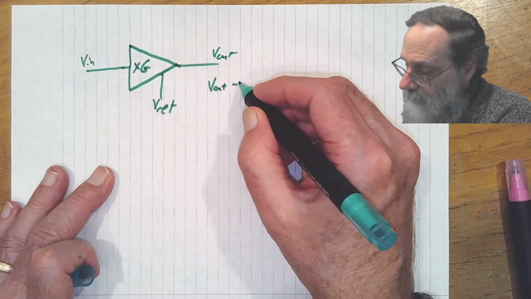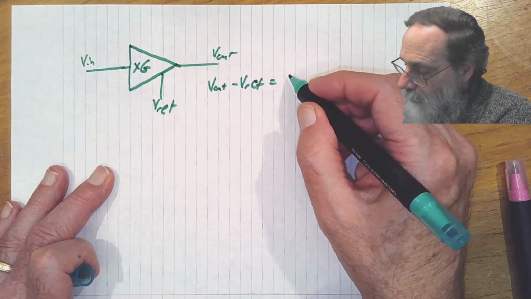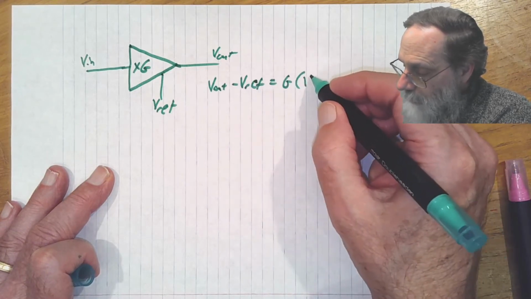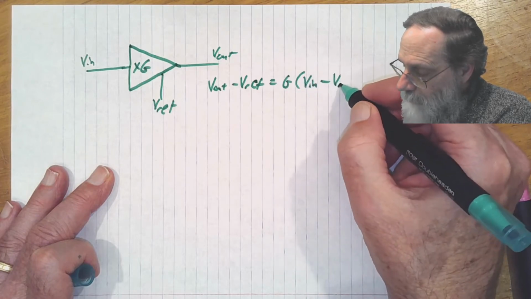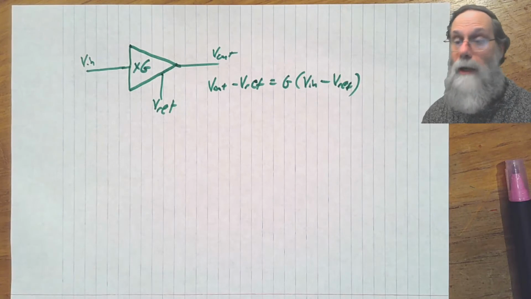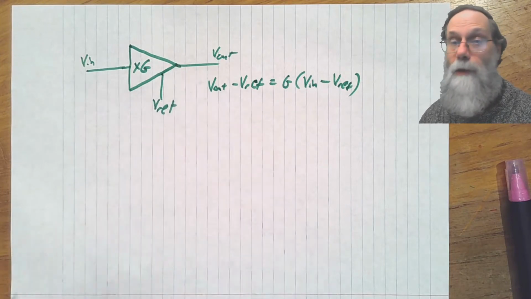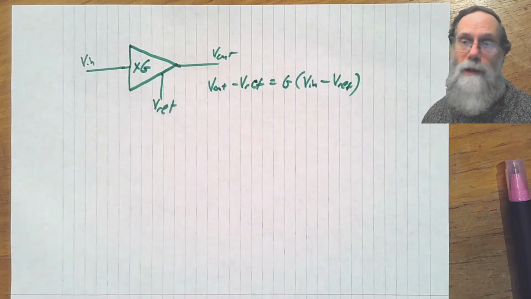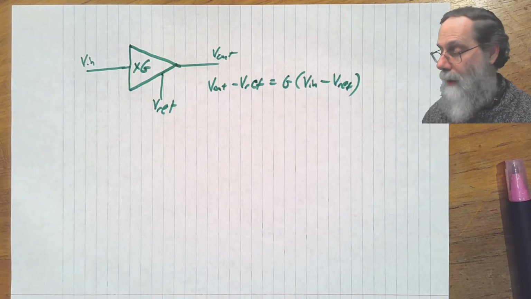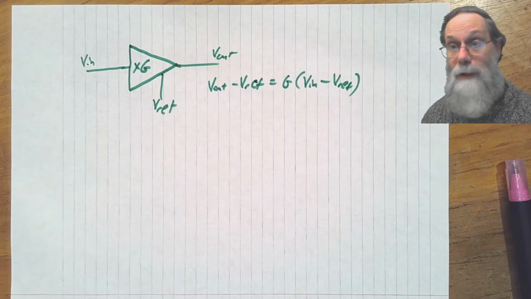V out minus Vref is equal to G times V in minus Vref. That's what we want as a block diagram for a single-ended amplifier, one that's just a voltage in and a voltage out, not a differential signal in or a differential signal out. Okay, how does that correspond, though, to the negative feedback amplifiers? Because I claimed I was going to be talking about negative feedback amplifiers.